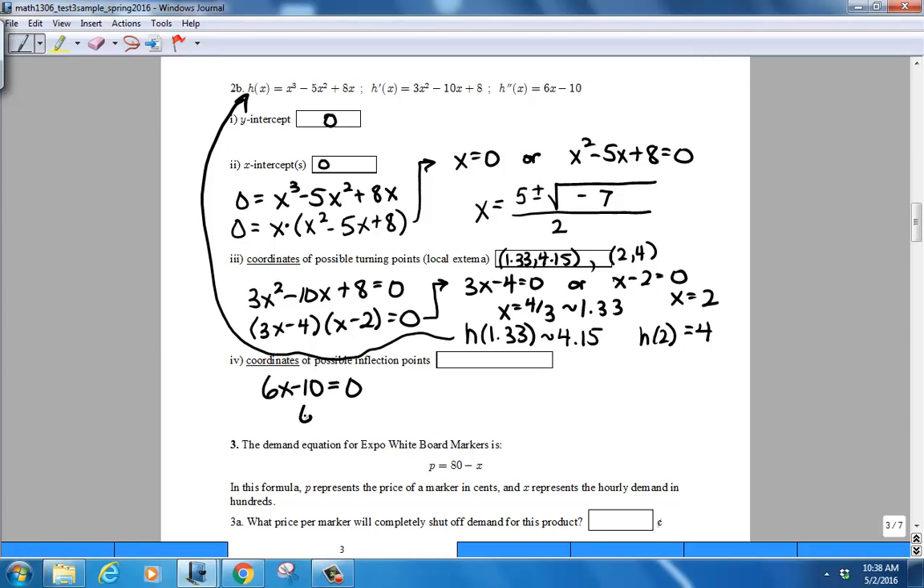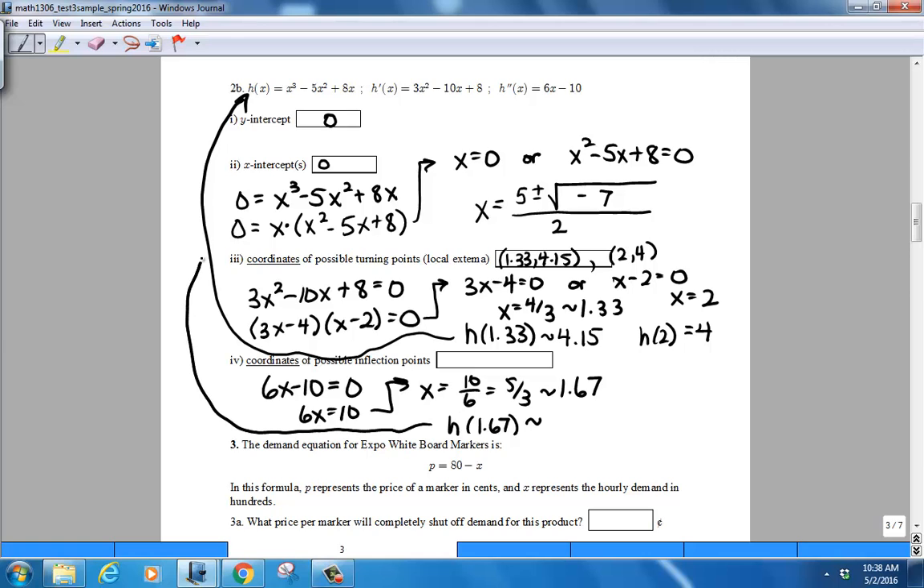and set that to 0, and that's a real easy equation to solve. We just get 6x is equal to 10, and that works out to be x is 10 divided by 6, which is 5/3. So there's the x coordinate of our possible inflection point. 5/3 is approximately 1.67. So you find now the y coordinate of that possible inflection point by plugging the 1.67 back into the original formula. Make sure you go back into the original formula, right? And that works out to be, according to my arithmetic, 4.07.